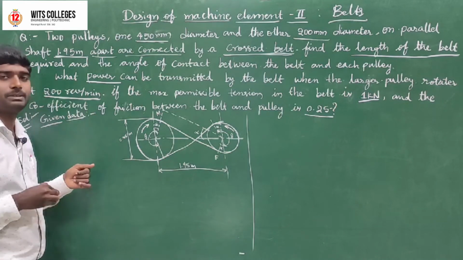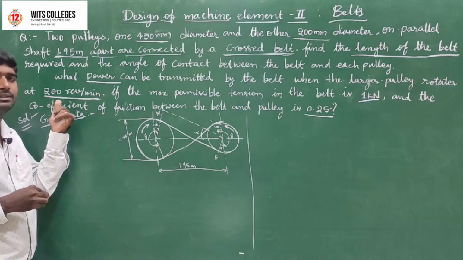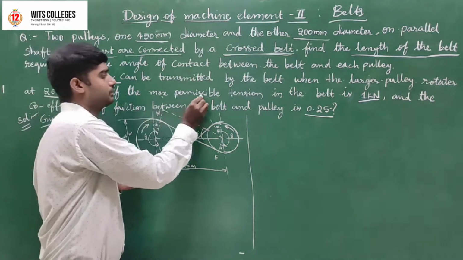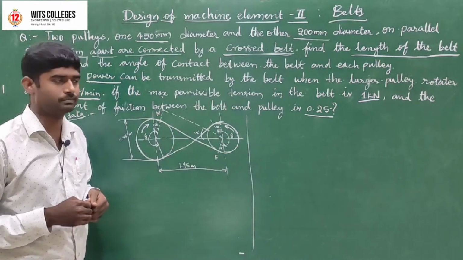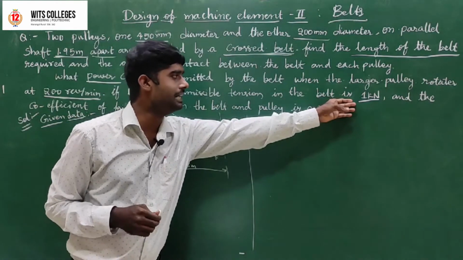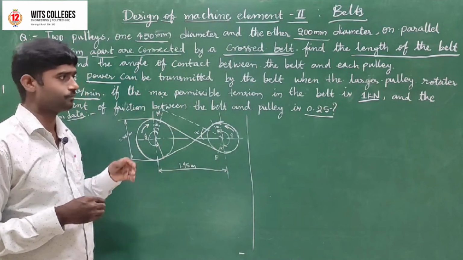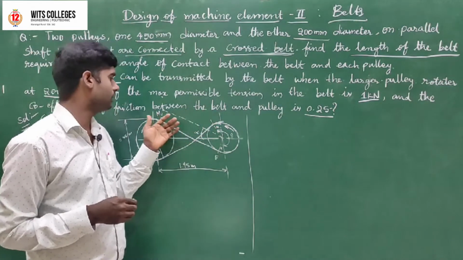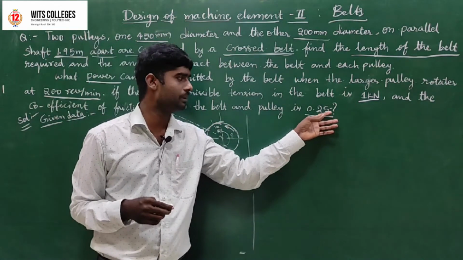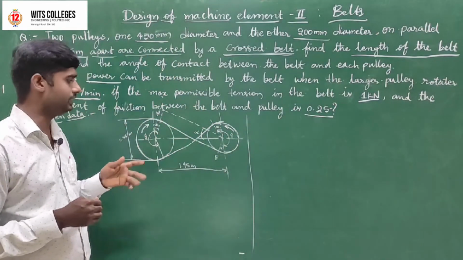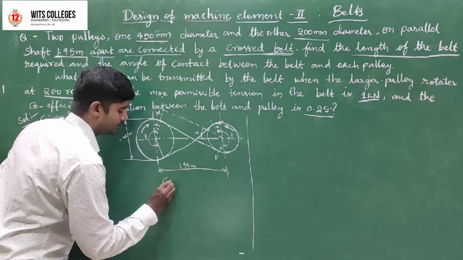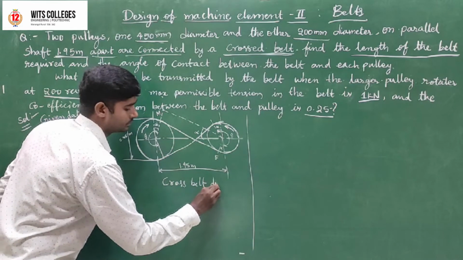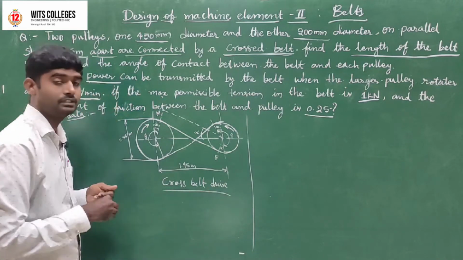200 revolutions per minute means N is equal to 200 rpm. The maximum permissible tension in the belt is 1 kilonewton and the coefficient of friction is 0.25. Okay, this is our question. In this, a cross belt drive is given.